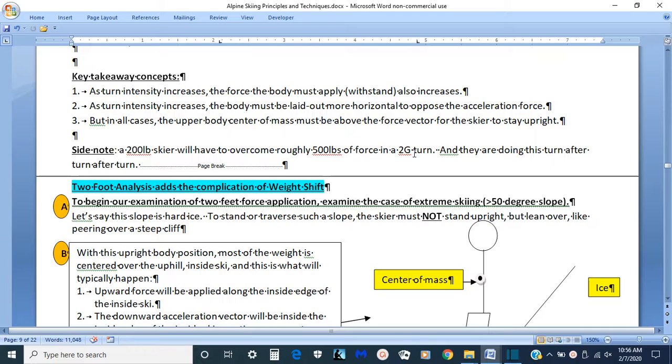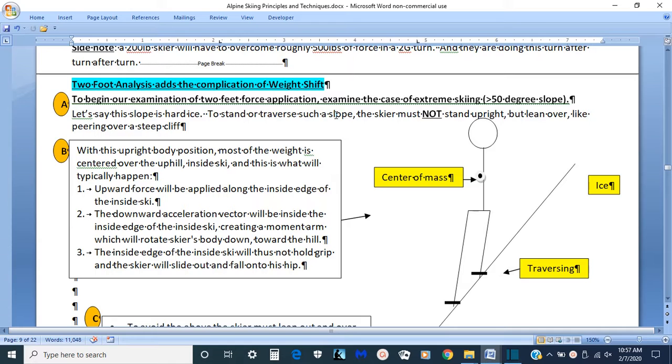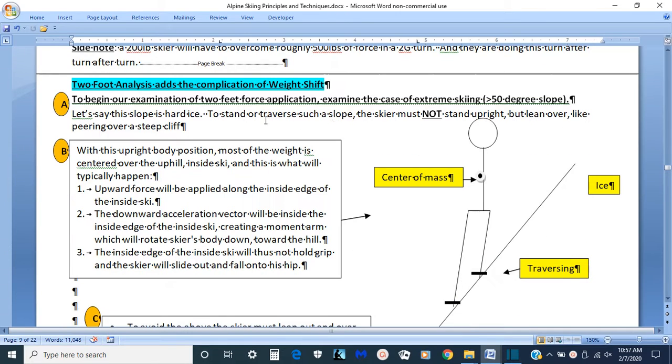Okay. As a side note, a 200-pound skier will have to overcome roughly 500 pounds of force in a 2G turn. Now, one of the reasons why ski racers are really good athletes, they're in good shape, is because they do this not just once or twice, but turn after turn after turn. They're slamming 500 pounds, for the 200-pound guy anyways, over and over again, all the way down the hill.